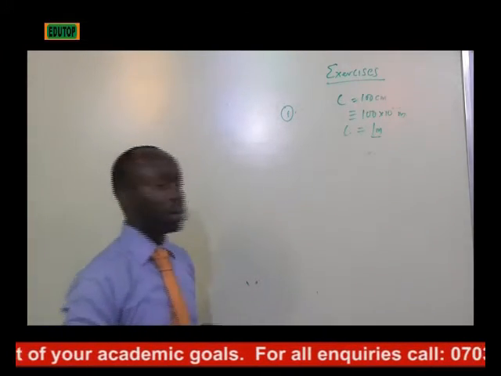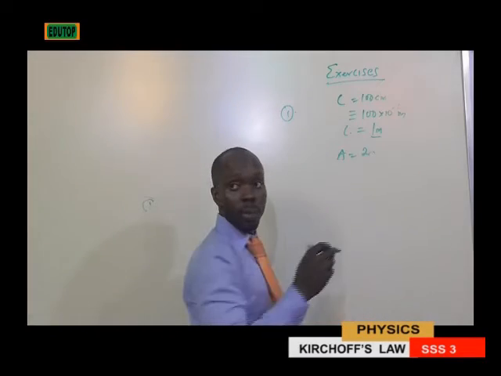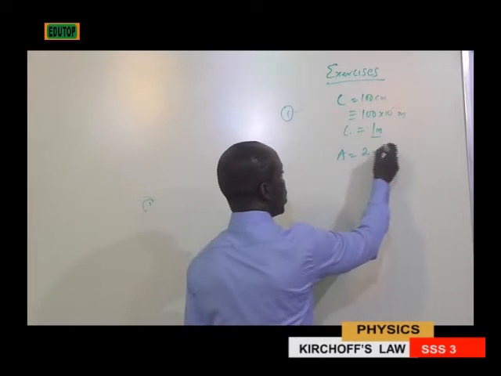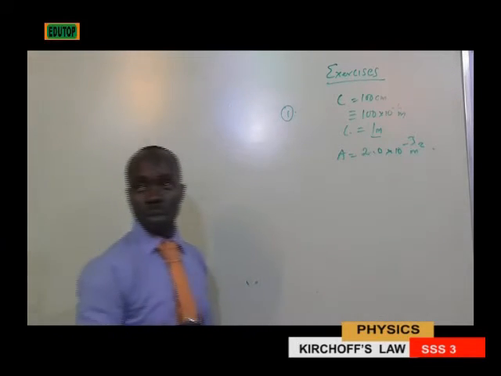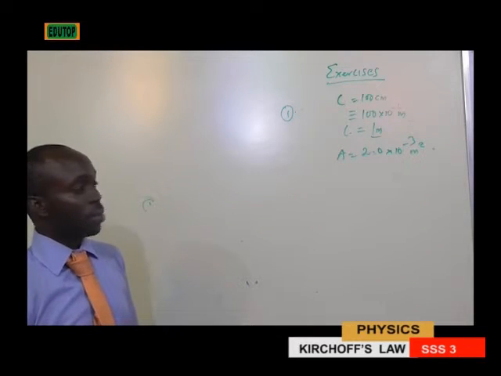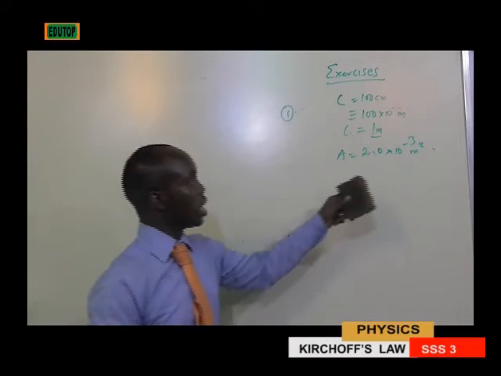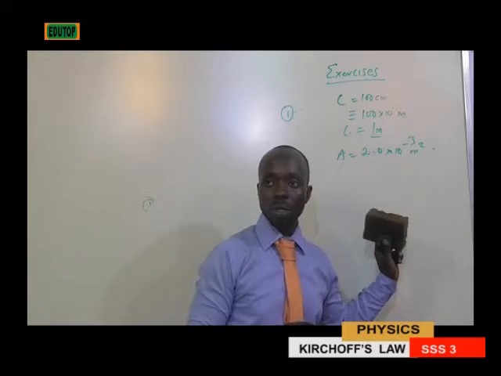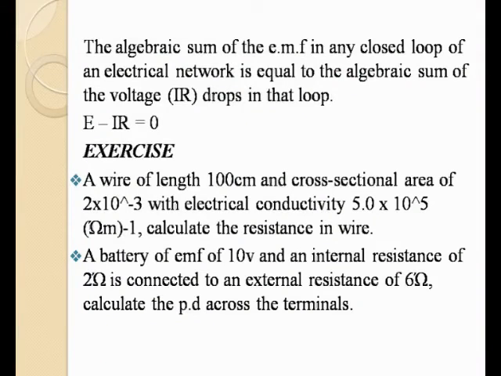We also have cross-sectional area. The cross-sectional area has been given, so we have your A as 2.0 exponential minus 3 meter square. Now that your meter square is the actual SI unit of area. You've gotten your cross-sectional area. Now, we are also given an electric conductivity of 5.0 times 10 to the power 5.